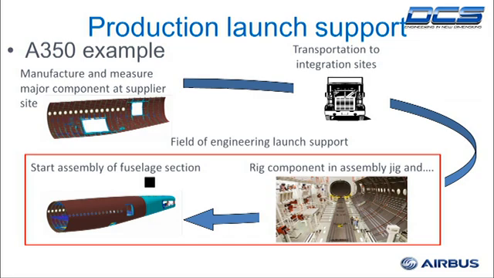Moving along then, as they move into the manufacturing phases, here we look at an example of applying the dimensional engineering process during the production launch, in this case on the A350, where we're talking about the manufacture and measurement of a major component, say at a supplier, and then being able to use that data to understand where variation is going to occur on parts that are going to get assembled at an Airbus facility, of parts that were transported from and integrated from various suppliers that could have been in multiple parts of the world.